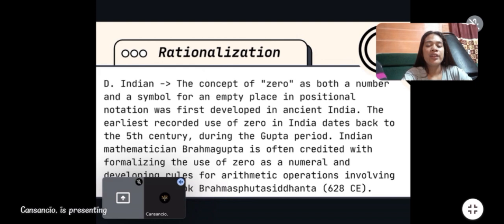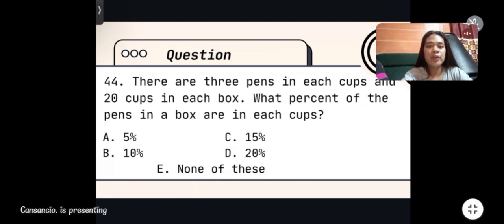The earliest recorded use of zero in India dates back to the 5th century, during the Gupta period. Indian mathematicians are often credited with formalizing the use of zero as a numeral and developing rules for arithmetic operations involving zero in their books.